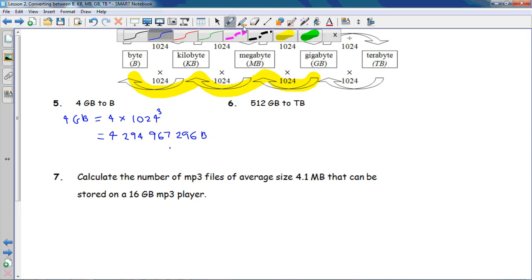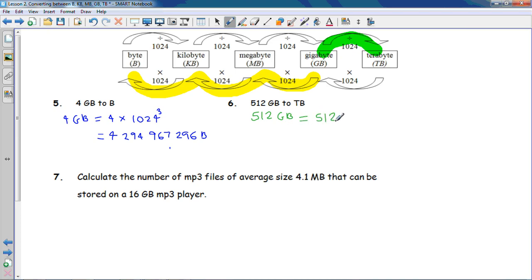Okay, so now the next example, going from gigabytes to terabytes. Once again, a terabyte is a larger unit than a gigabyte, so you are dividing. But once again, just follow those arrows. So 512 gigabytes equals how many terabytes? We're going to divide by 1024. And when you do that on your calculator, you're going to end up with half, or 0.5 terabytes. So remember, these answers don't make any sense unless you have the units in there.